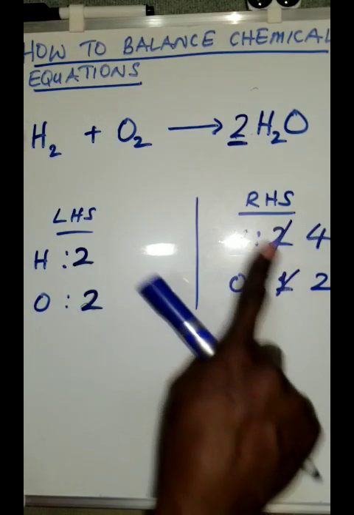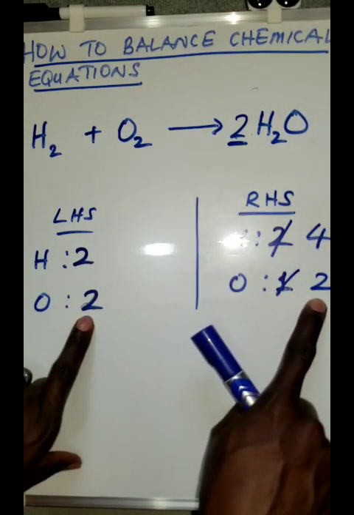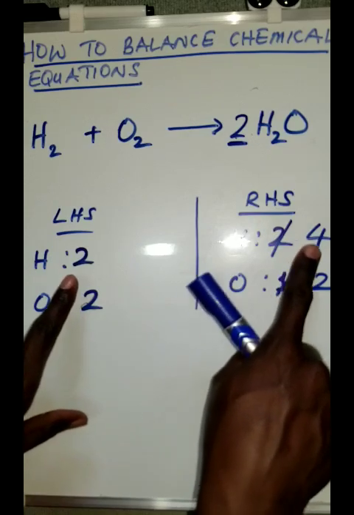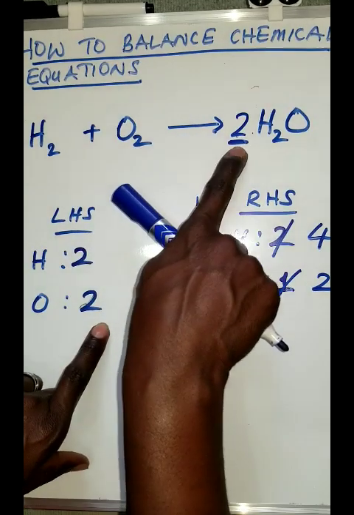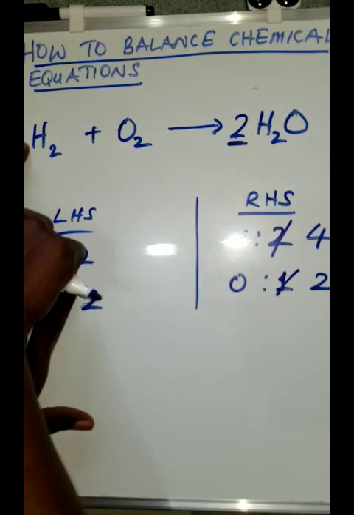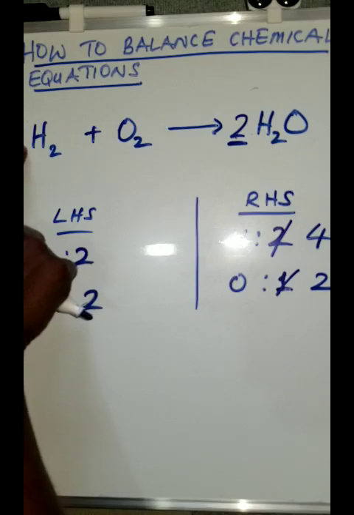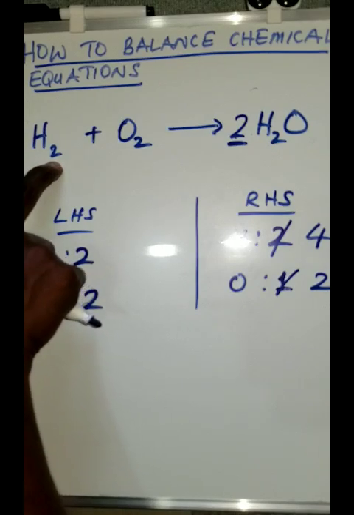Now notice the number of atoms of oxygen on the right-hand side and on the left-hand side is the same. But the number of atoms for hydrogen, because of that 2, has now gone to 4. So what number should you put in front so that it can give you 4? Remember, you have a subscript here. So what number should you put in front when you multiply by this 2?